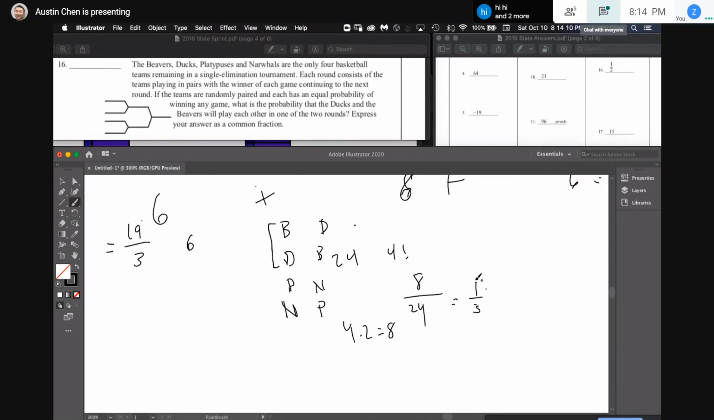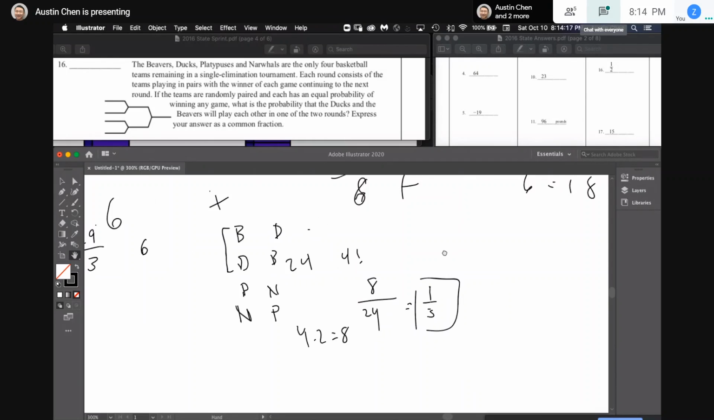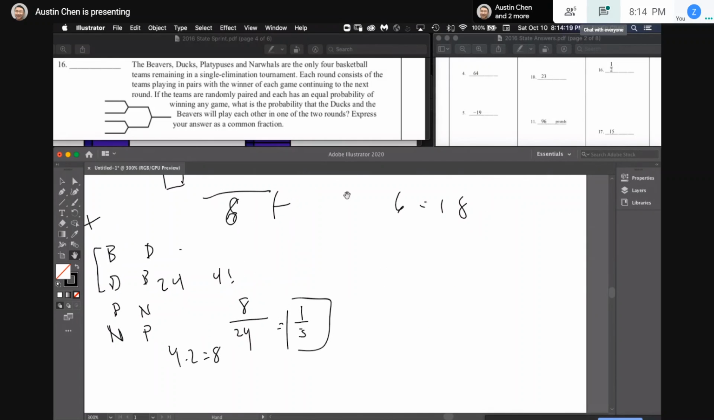So that gives us already an initial 1/3 chance of them pairing together in the first round. Now, what if they aren't paired? Well, the probability that they aren't paired is 2/3, right? It's just 1 minus 1/3, and we want to find the probability that they will play together in this condition.